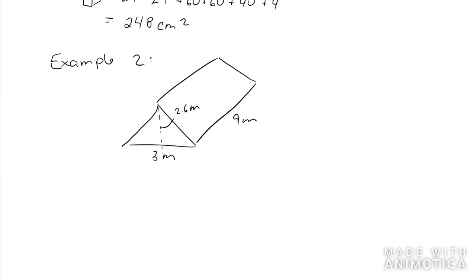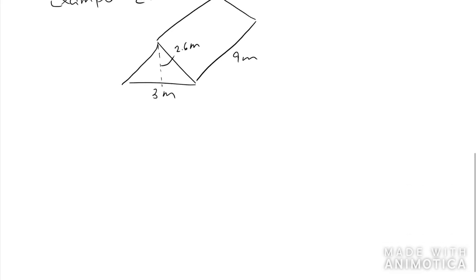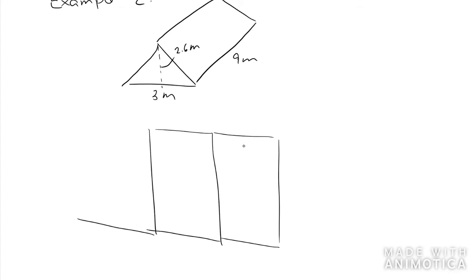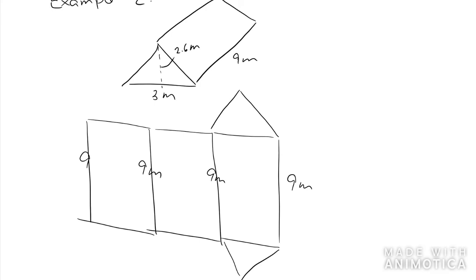Very first thing we do is draw our net. So for this one, we're going to have 3 rectangles. And the height of each of these rectangles is going to be 9 meters. So each of these lines is 9 meters long. This base here, across here, that is going to be our 3 meters. So it'll be 3 meters here too.